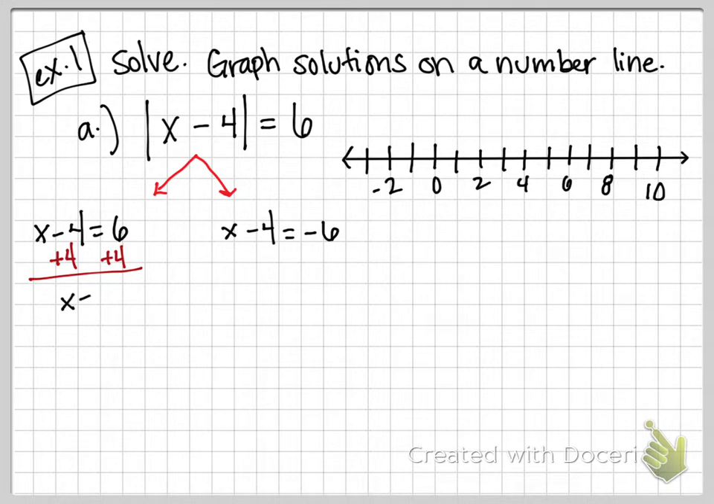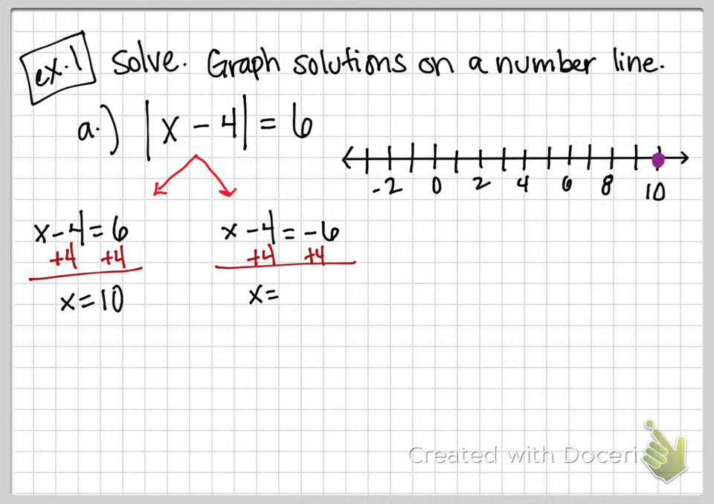So I get that x could equal 10. And I can plot that over here on my number line. That's one solution at 10. And if I solve the other one, I would add 4 to both sides. Solution. Yes. But the negative 6 isn't in the absolute value on that second one. But look at how I removed the absolute value signs.